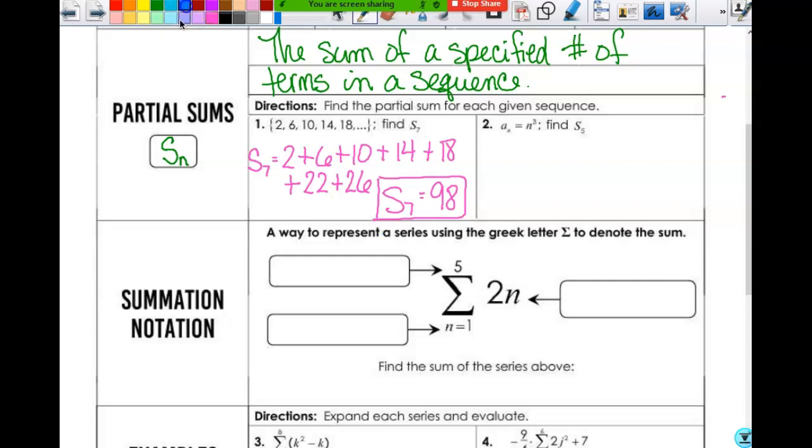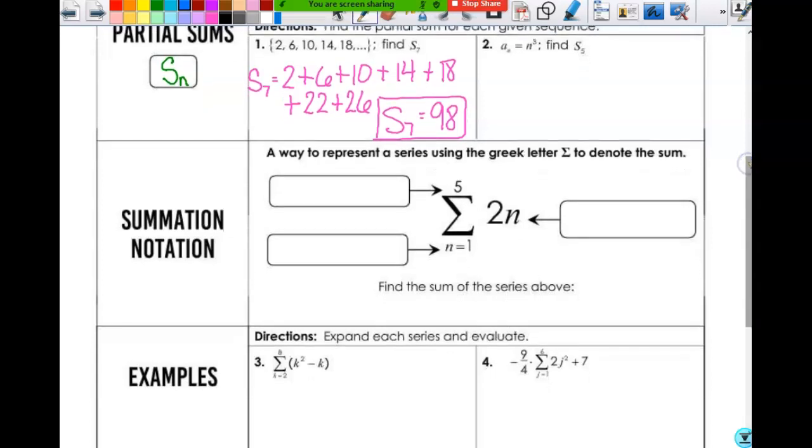All right. So let's look at number 2. Number 2, instead of giving us the sequence, it gives us the rule for the sequence. And I want the sum of that S5, means I want the sum of the first 5 terms.